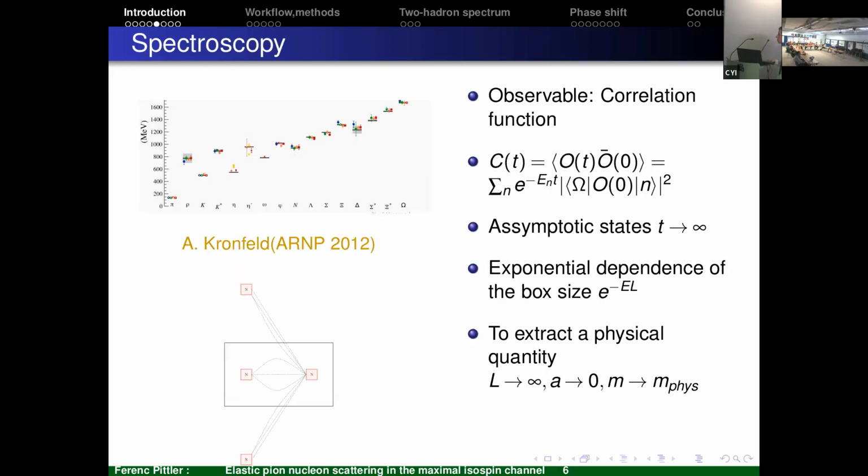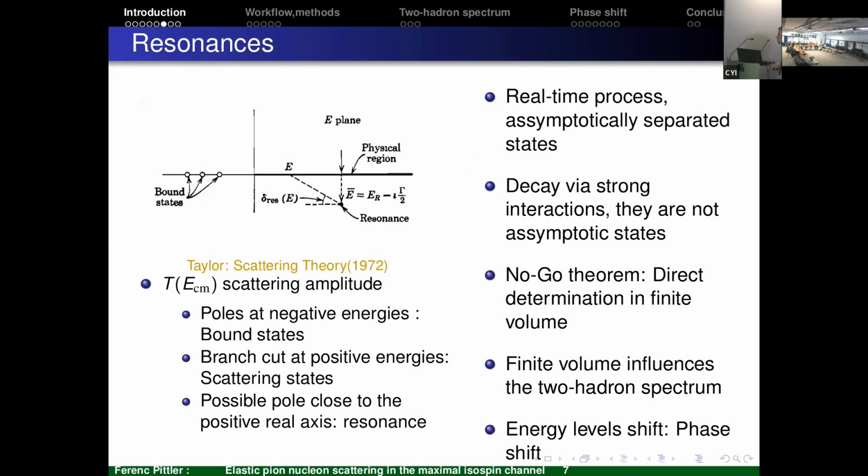However, most of these particles listed here are not stable particles, so they are not eigenstates of the Hamiltonian. They decay further, and therefore we basically cannot determine their masses as easily as for the stable particles. They actually show resonant behavior. And here is the point where the resonances come in.